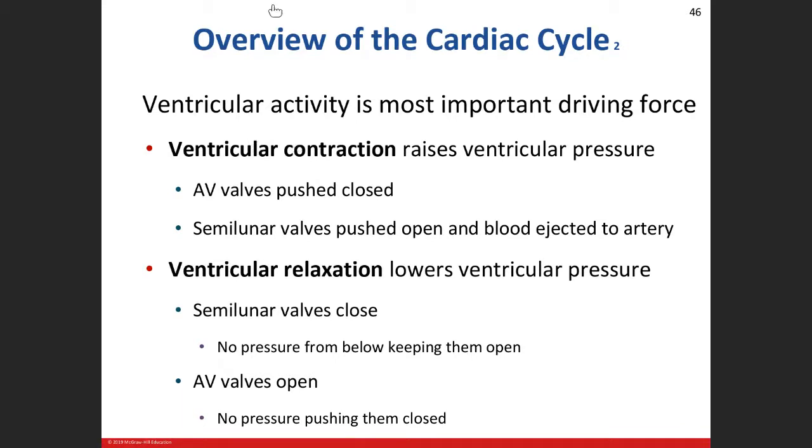So when we talk about the cardiac cycle, we are focusing on ventricular activity. We don't talk about the atria all that much because the atria do one thing. They contract, and then the rest of the time, they're relaxing. So we don't really pay much attention to them. It's always going to be focusing on the ventricles. So easy to remember: when you have contraction, you increase pressure. When you have relaxation, you decrease. Therefore, ventricular contraction is going to increase ventricular pressure. Ventricular relaxation is going to lower ventricular pressure.